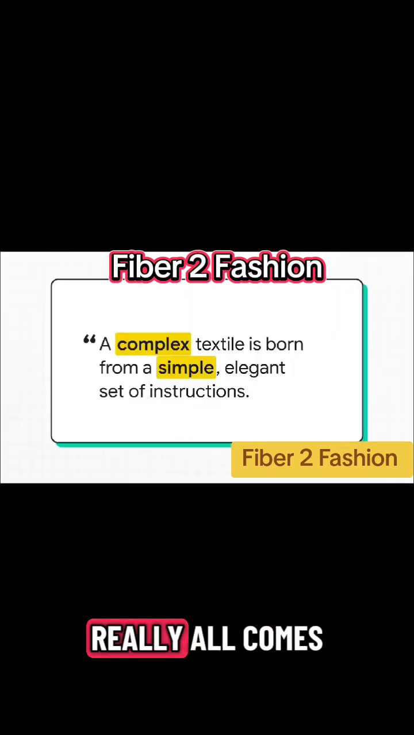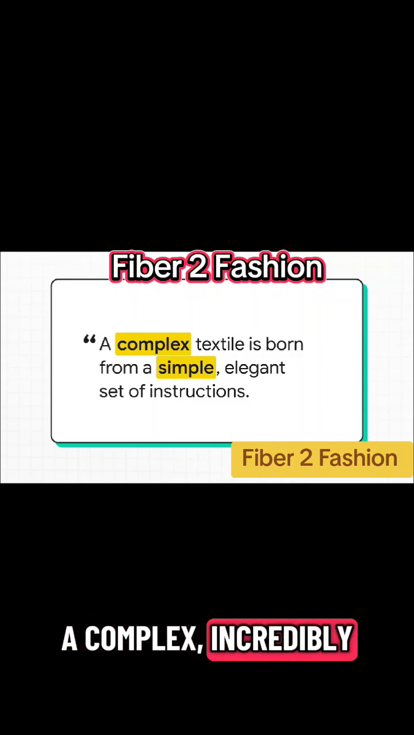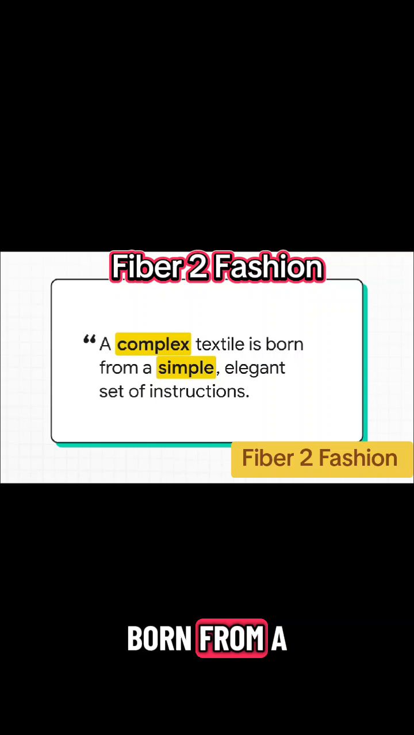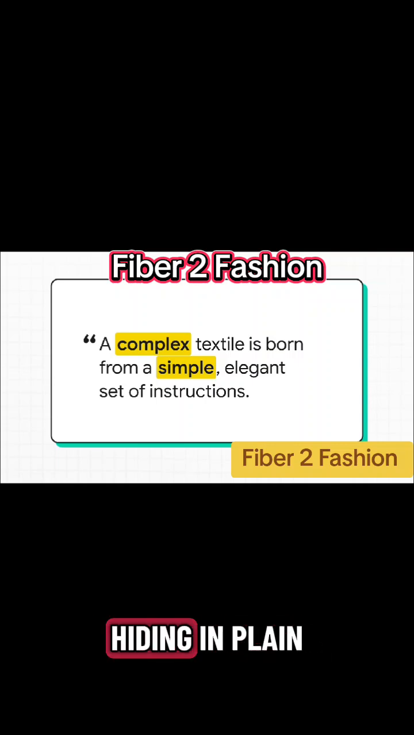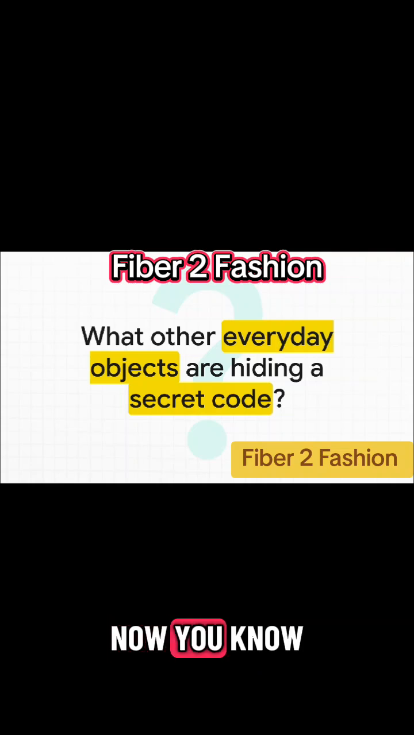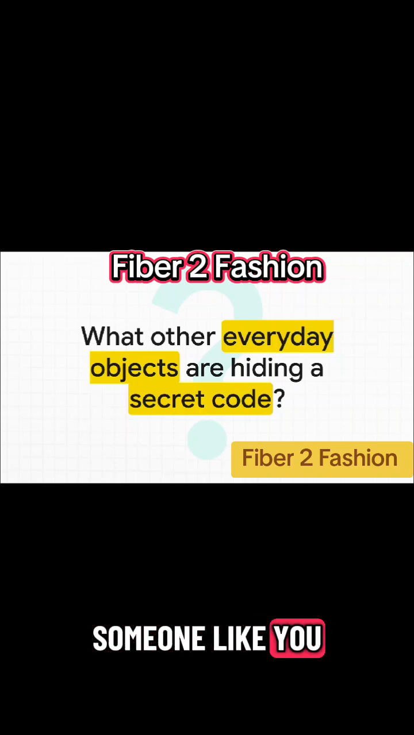You know, it really all comes down to this one simple idea. A complex, incredibly useful textile is born from a really simple, elegant set of instructions. It's this perfect marriage of design and engineering, and it's been hiding in plain sight this whole time. So, hey, now you know how to read the secret code behind a t-shirt, which is pretty cool. But it makes you wonder, doesn't it? What other everyday things are out there hiding their own secret codes, just waiting for someone like you to come along and crack them?